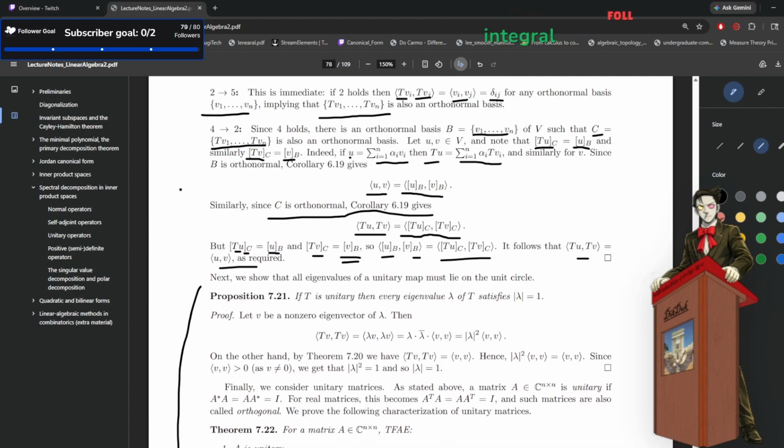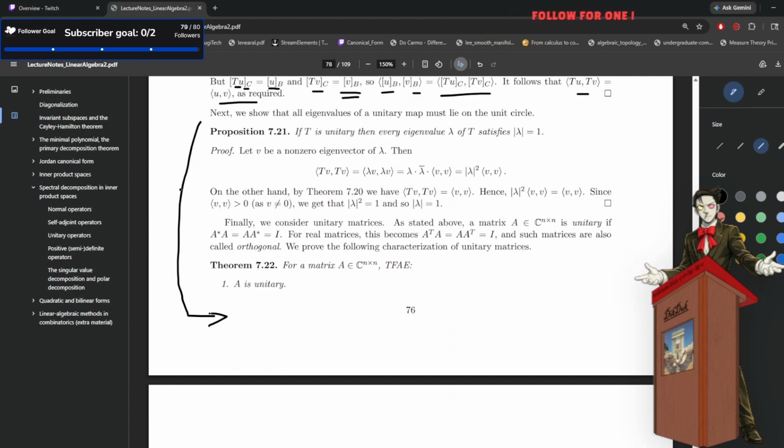GG. Let's continue. If T is unitary, then every eigenvalue lambda of T satisfies that the absolute value of lambda is equal to 1, i.e. we are working in a unit circle. We're just going to have to do with that scalar. Let's actually figure that out.